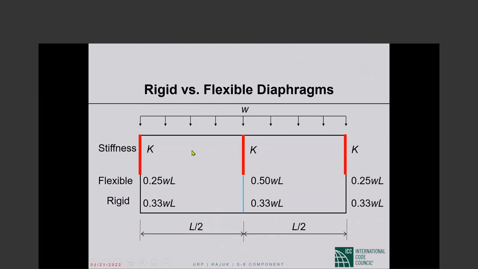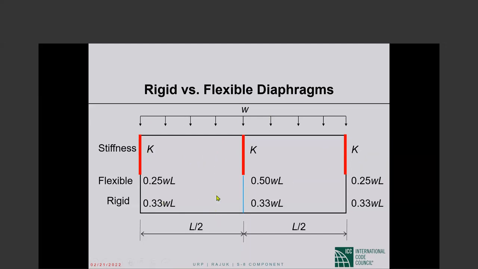So we have a diaphragm, a slab bending in its own plane under the seismically induced forces. The stiffness of each shear wall is K. Stiffness would be the force required to impart a unit of interstory drift to those shear walls. Those are the same for all three shear walls. Okay. If the diaphragm is rigid, then 1/3 of this total force will go to each wall because the stiffnesses are the same.